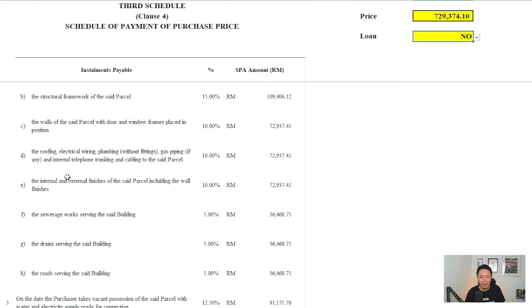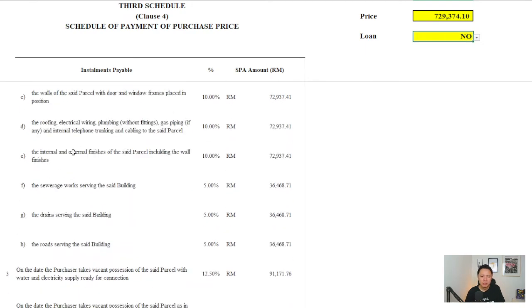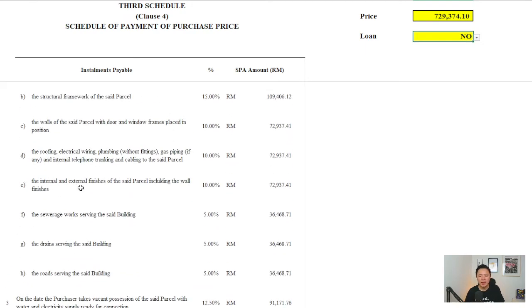After the walls, then it will be the roof, but it's only one roof anyway. Roof, plumbing, wiring. All right, that's 10%. After that is your internal and external finishing, the facade, all these things for your particular unit. Some of the items listed here are for the whole project, the building, and some of them are only applicable to your unit.